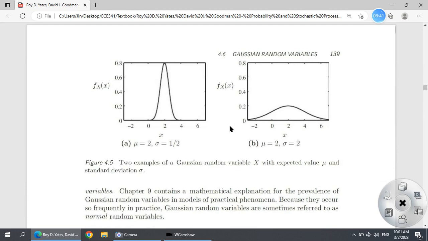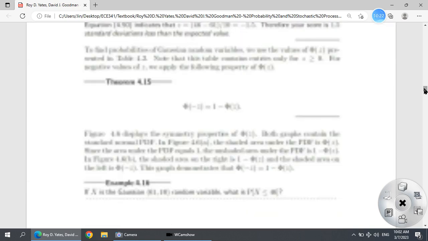And here it gives us two graphs. The parameters are here. The left one, mu is 2, and the right one, mu is also 2, so they have the same mu. The center is at mu, the peak value is at 2. Then sigma: the left one has sigma 1/2 and the right one has larger sigma, which is 2. So a larger sigma spans wider but is not so tall, and this one is narrow and tall. So this is the graph of the PDF.